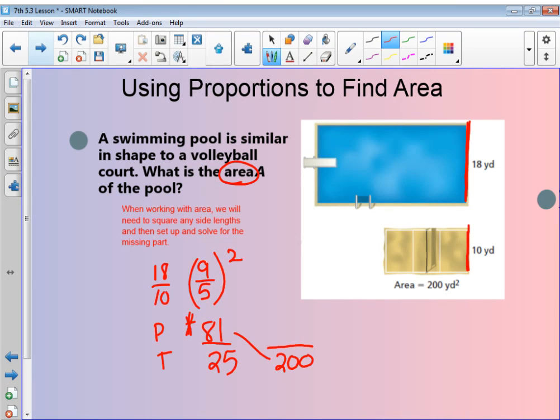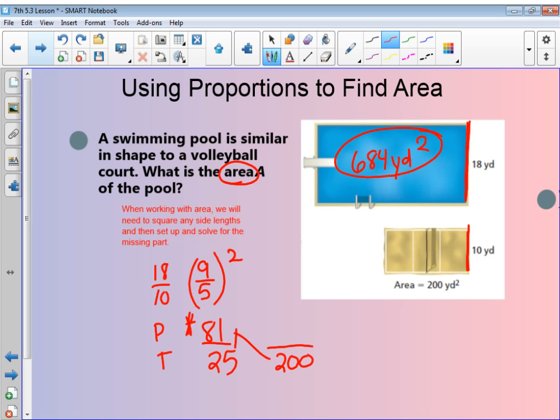I'm going to now cross multiply, divide. Okay, so I still get to use proportions, but I have to go through those extra steps to get the side lengths into that area format, like we did in section 2. Okay, so 200 times 81. Now I'm going to divide that by 25. And when I do that, I get 648. So this is 648 yards squared for the area.